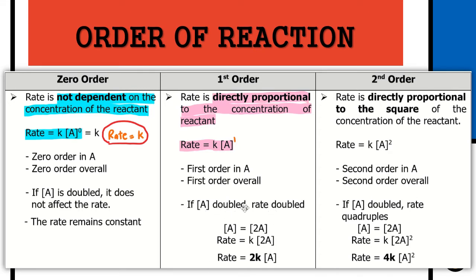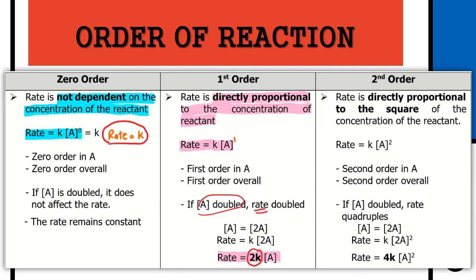So this is like the one that I taught you just now. When we double the concentration of A, we will put it as 2A. So rate equals K, concentration 2A. So we rearrange the rate law. It will be rate equals 2K times concentration of A. So from this rate law, what you can see is when we double the concentration of A, the rate will double. This is shown by the value of 2K here.